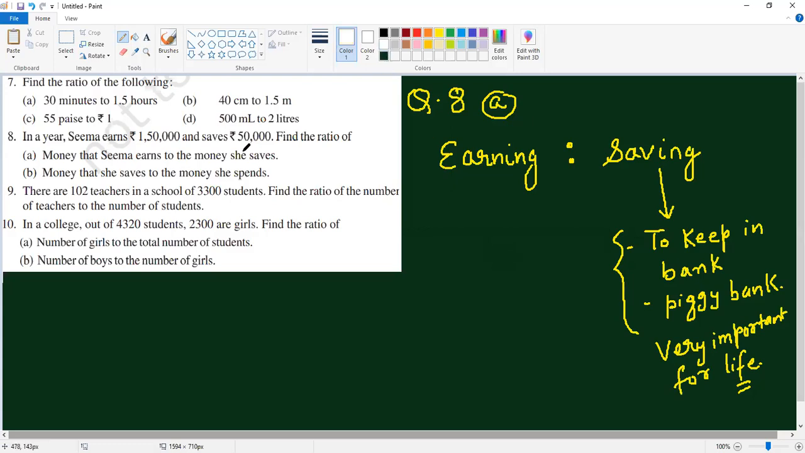Now, she earns rupees 1,50,000. And saving is 50,000 rupees. Okay. So, we have to find the ratio. So, this zero will be cut with this zero. This zero will be cut with this zero. This zero will be cut with this zero. This zero will be cut with this zero. So it is equal to how much?